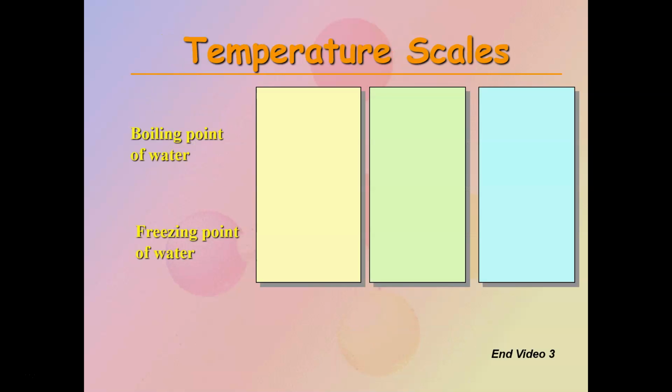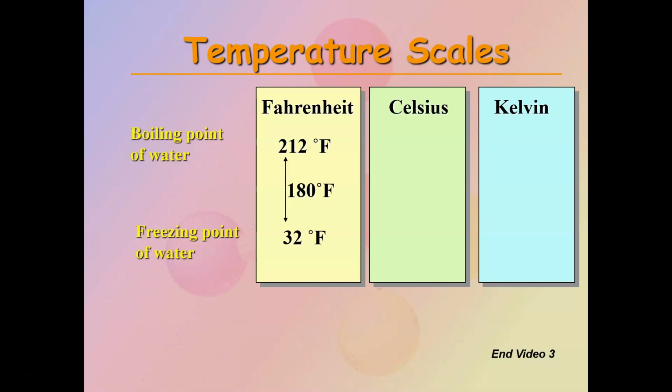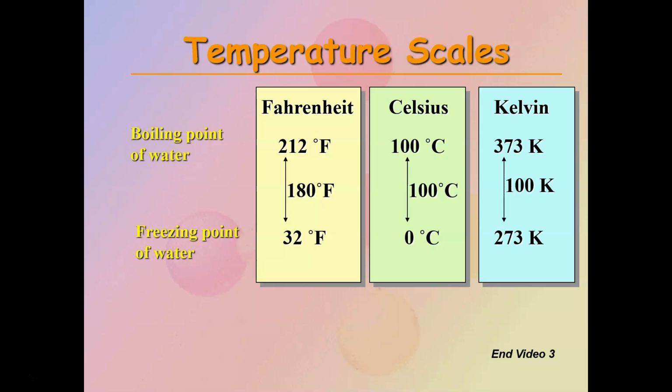So how do they compare to each other? So we have Fahrenheit, Celsius, and Kelvin. In Fahrenheit, water freezes at 32 and it boils at 212. Celsius, which makes the most sense, freezes at 0, boils at 100. I love Celsius. Kelvin, on the other hand, freezes at 273 and boils at 373.